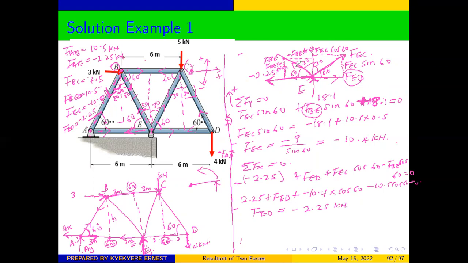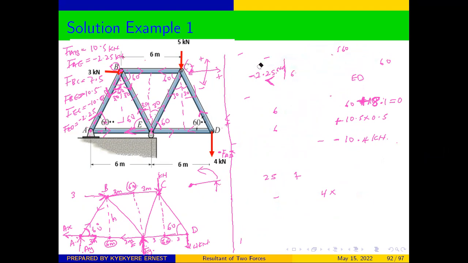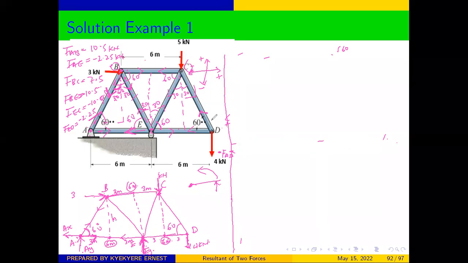So from here we go to the last joint, because there are 5 joints, but once we are done with the 4th joint, the forces in all of the members would have been known, and we would have finished with our problem. So quickly, let's look at the last joint. We can either analyze joint D or joint C. Each of them will give us the same answer, but I think for D, we only have 2 members, so D will be easy.